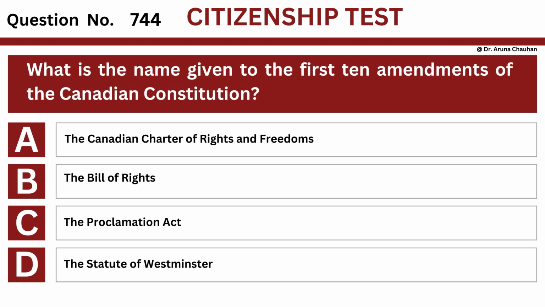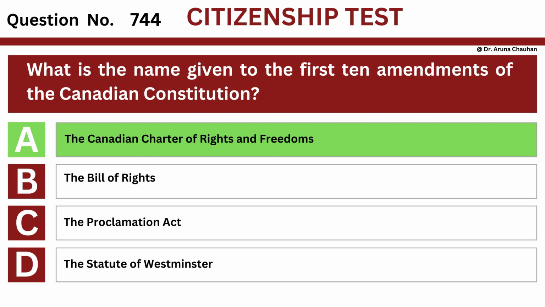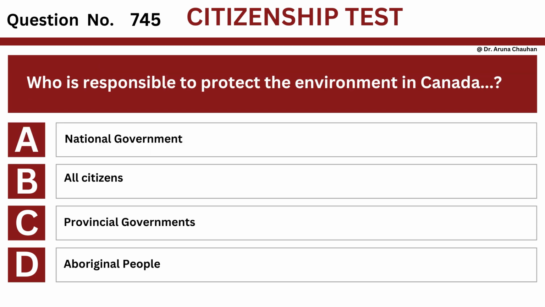Question number 744. Question: What is the name given to the first 10 amendments of the Canadian Constitution? Option A: the Canadian Charter of Rights and Freedoms. Option B: the Bill of Rights. Option C: the Proclamation Act. Option D: the Statute of Westminster. The answer is option A, the Canadian Charter of Rights and Freedoms.